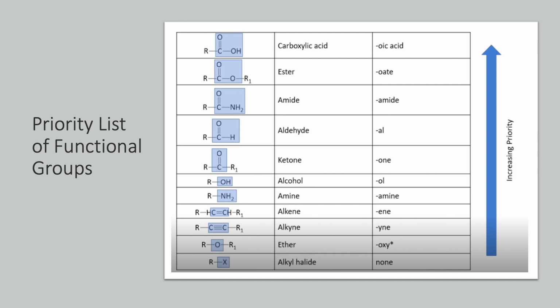Finally, I want to go over the difference between aldehydes and ketones. So an aldehyde is where an oxygen is going to be double bonded to a carbon, and that's going to be at the end of the chain. Whereas in ketones, the oxygen double bonded to the carbon is going to be in the middle of the chain.